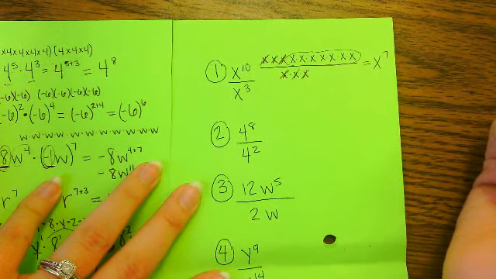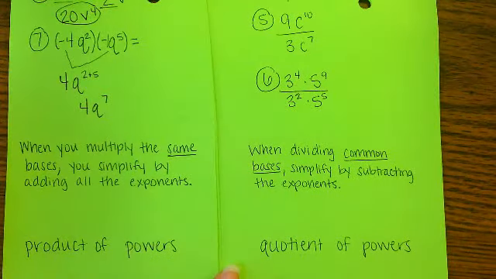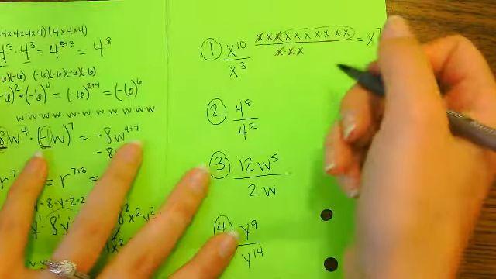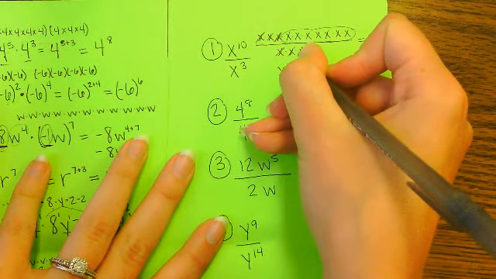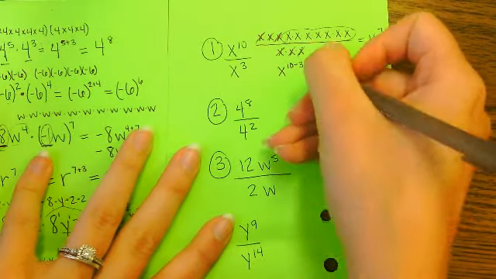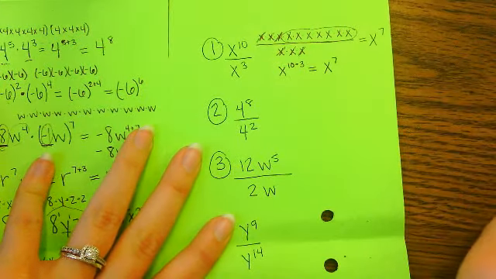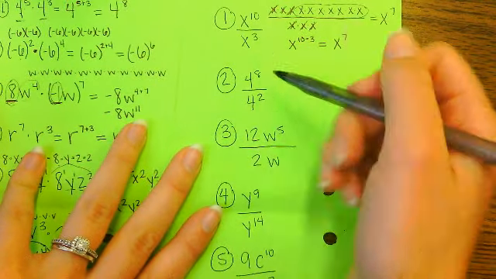Well, how does this work with your property of quotient of powers? When dividing common bases, simplify by subtracting the exponents. So let's look at this one again. If I subtract my exponents, because my bases are x's, they're the same. If I just subtract the exponents, 10 minus 3 is 7. This was a variable example.